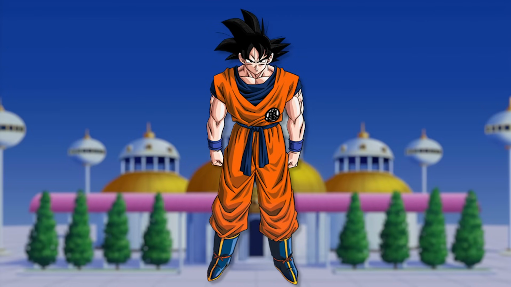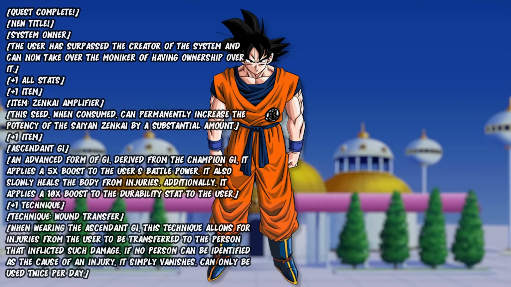Following this period of training, Goku's Gi has almost fallen apart completely, and he feels that it no longer heals him or gives him a power boost. Its abilities have faded. "Quest complete, new title, System Owner. The user has surpassed the creator of the system and can now take over the moniker of having ownership over it. +1 all stats, +1 item Zenkai Amplifier. This seed when consumed can permanently increase the potency of the Saiyan Zenkai by a substantial amount."